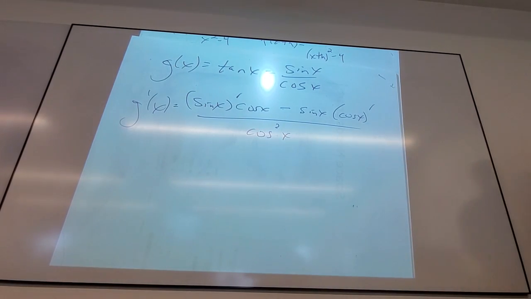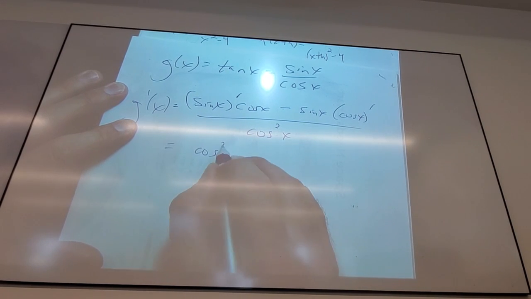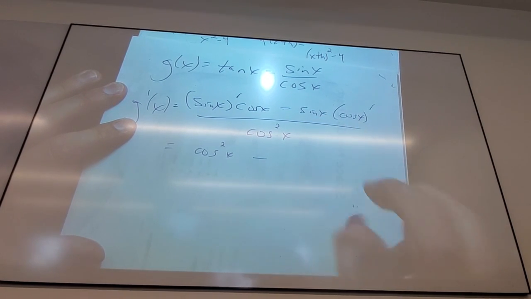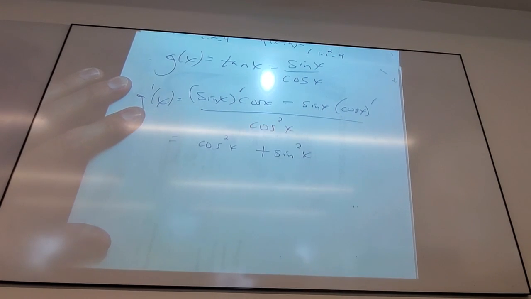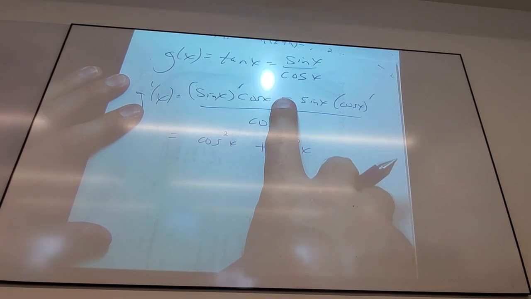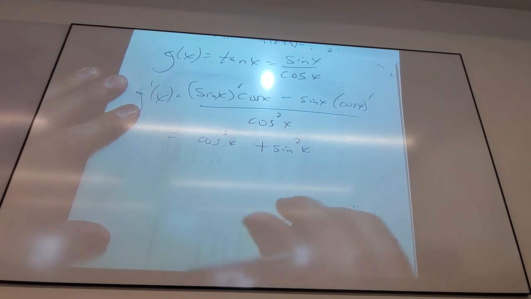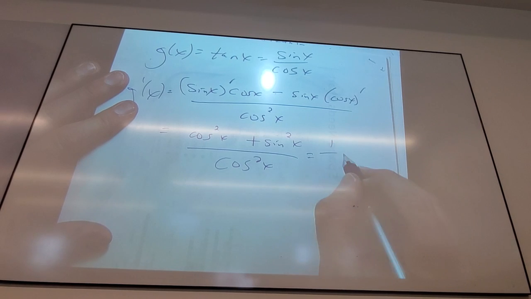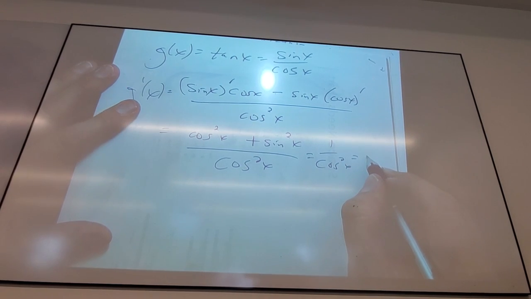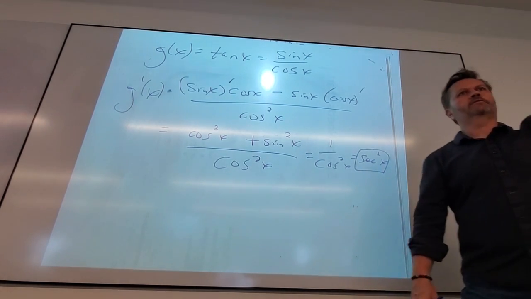So what's the derivative of sine? Cosine. And what's cosine times cosine? Cosine squared. Derivative of cosine? Negative sine, good. So negative sine times negative is positive sine. Right? If that's negative, that becomes positive. And of course, what is cosine squared plus sine squared? 1. And what is 1 over cosine squared? Secant squared? Yes. Secant is 1 over cosine, cosecant is 1 over sine.